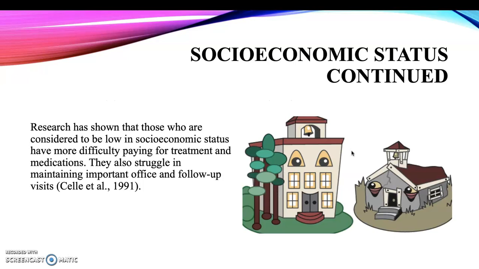Research has shown that those who are considered to be low in socioeconomic status have more difficulty paying for treatment and medications. They also struggle in maintaining important office and follow-up visits. This is due to the fact that they must work. If they're low in the socioeconomic status, they don't have a lot of income coming to them. They're relying on Medicare, Social Security. They're looking for help in getting treated and also maintaining their normal life and being able to provide for their families and have food and normal necessities.